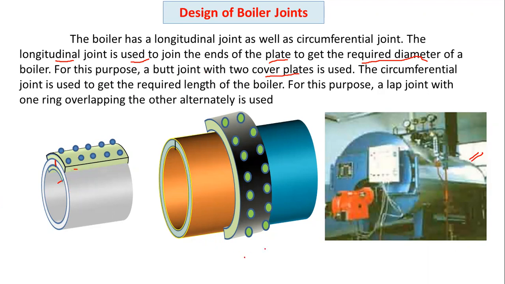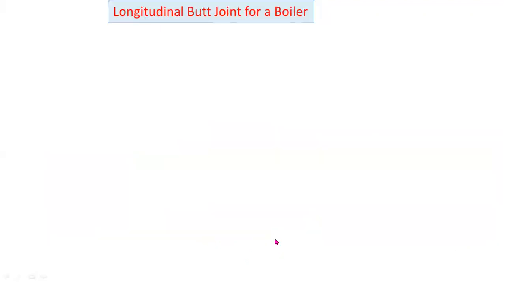Now this is a circumferential joint. The circumferential joint is used to get the required length of the boiler. For this purpose, the lap joint with one ring overlapping the other alternatively is used. I will explain again.